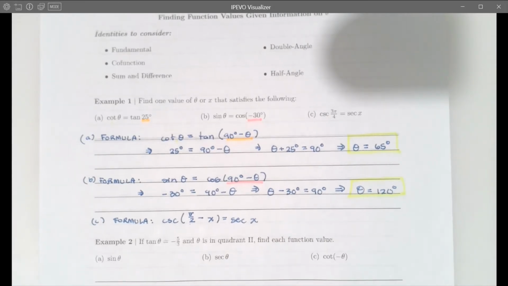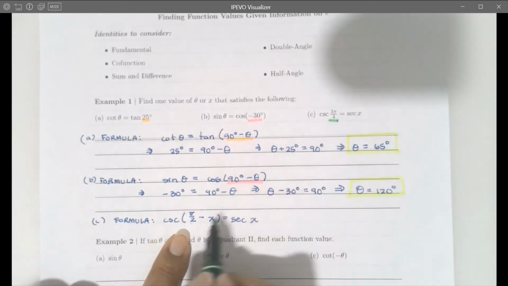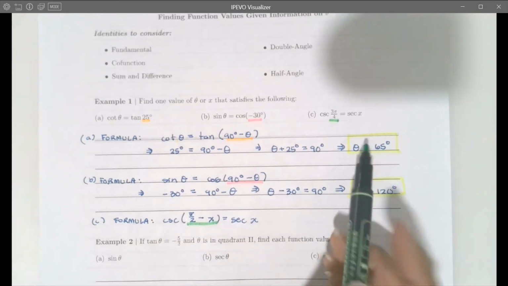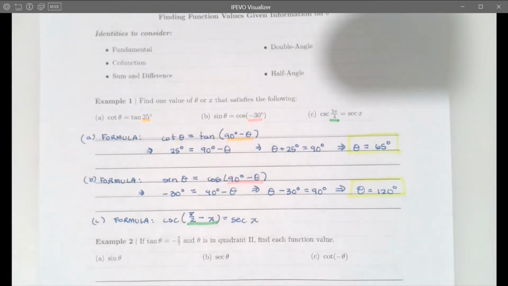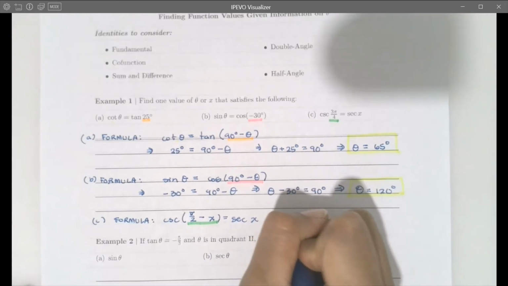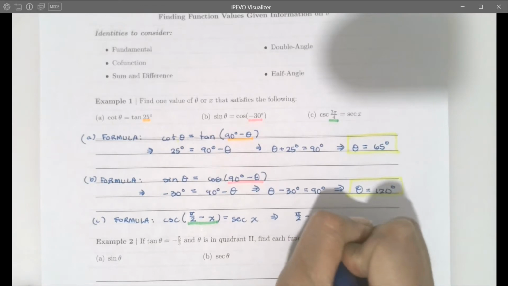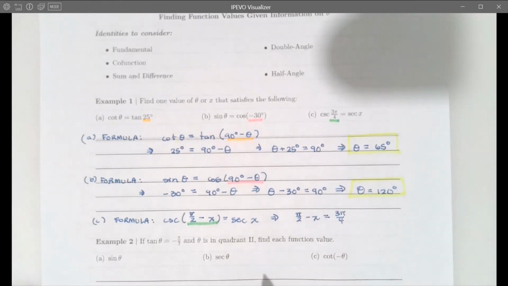Alright, so now we compare. We have the left-hand side will be equal when the 3 pi over 4 is the same as the pi over 2 minus x. And then the right-hand side, secant x already agrees, so we don't really need to do anything there. Okay, so what does that mean? That means that we're going to have a pi over 2 minus x be equal to a 3 pi over 4. And now we're going to solve for x.